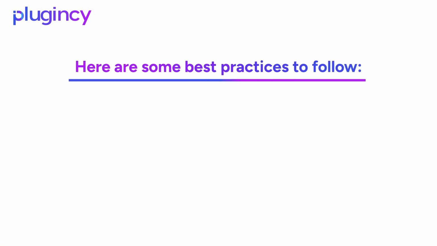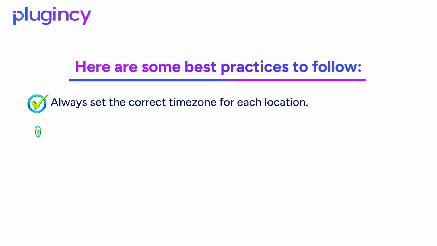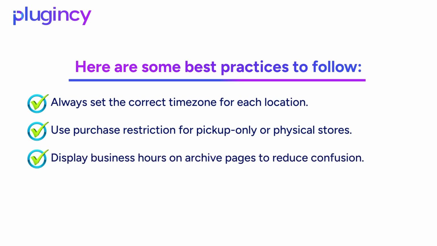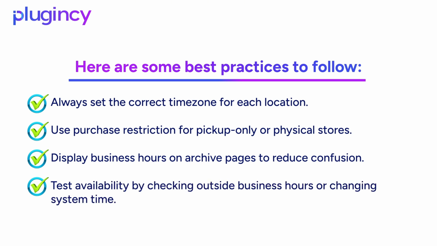Here are some best practices to follow. Always set the correct time zone for each location. Use purchase restriction for pickup only or physical stores. Display business hours on archive pages to reduce confusion. Test availability by checking outside business hours or changing system time.